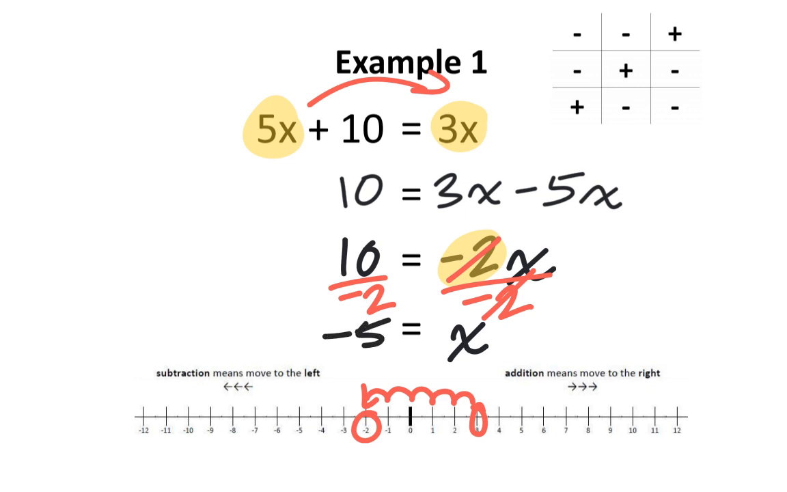Now, why is it negative? It is negative because when you have a positive number divided by a negative number, you're going to get a negative number. Therefore, negative 5 is x.